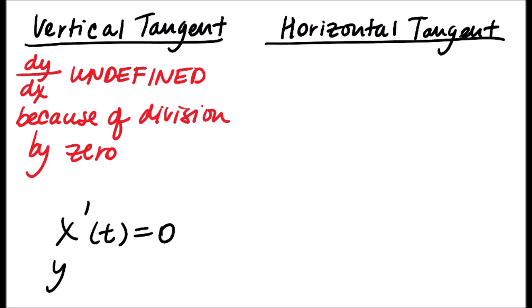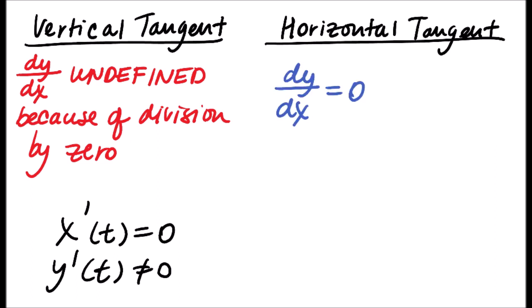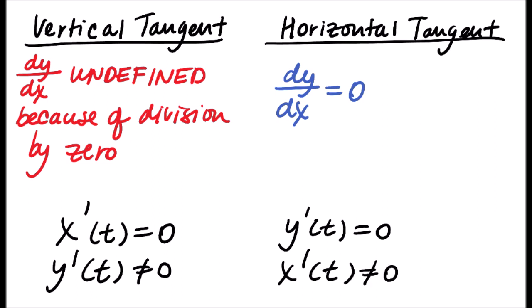And then the horizontal tangent happens when dy dx is equal to 0. Knowing that dy dx is the derivative of y divided by the derivative of x, we need the top to be 0, so we need y prime to equal 0, and we need the bottom to be non-zero. That's what we need for a horizontal tangent.